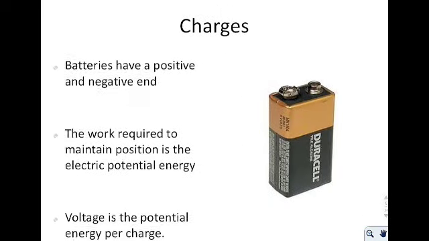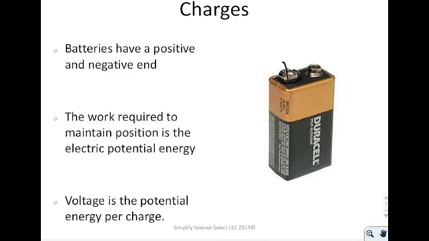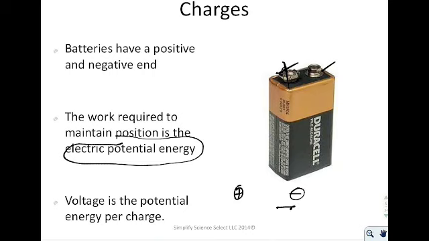Batteries have a positive and a negative end. So we've got a positive terminal and a negative terminal. The work that is required to maintain its position is considered to be the electric potential energy. Okay, voltage is the potential energy per charge. So we discussed this real briefly already in the last unit. We said that the potential energy is how much you have to, if you have a positive charge and a negative charge, how much work do you have to do on this negative charge to keep it from being attracted to the other side?